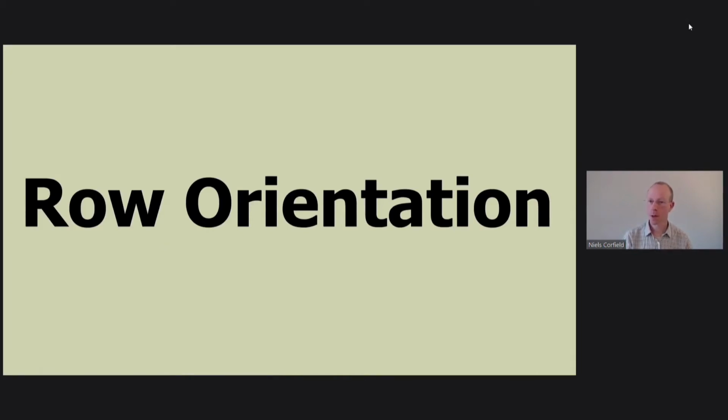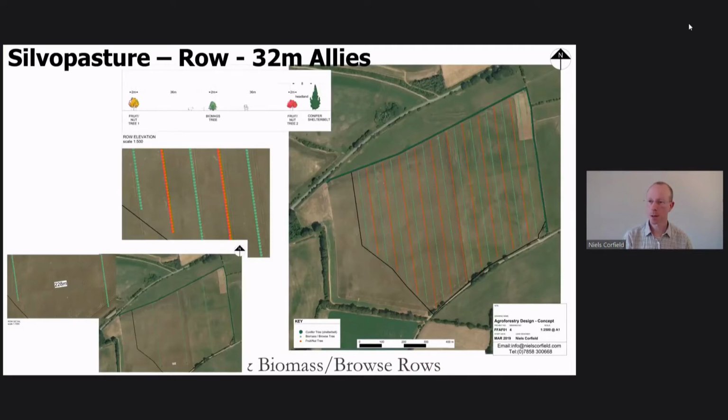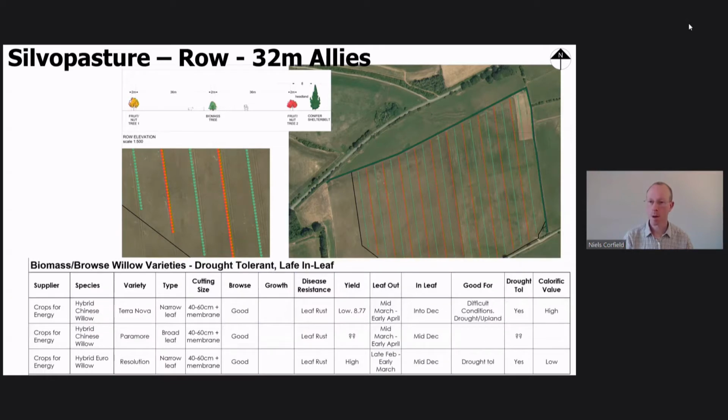Can just look at a different example here. So that should say 36 at the top, not 32, so 36-meter alleys. So just a comparison with the example we just looked at. And just to say that at the end of this, we should be able to produce something that gives us a bill of materials.